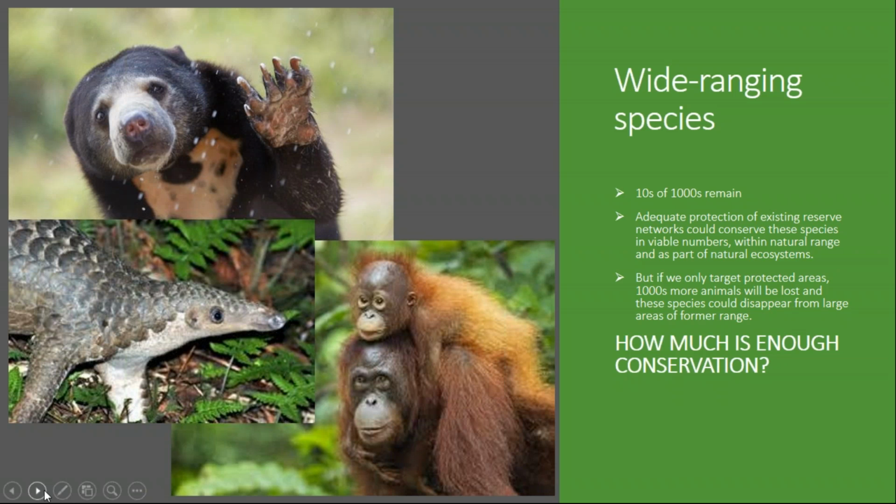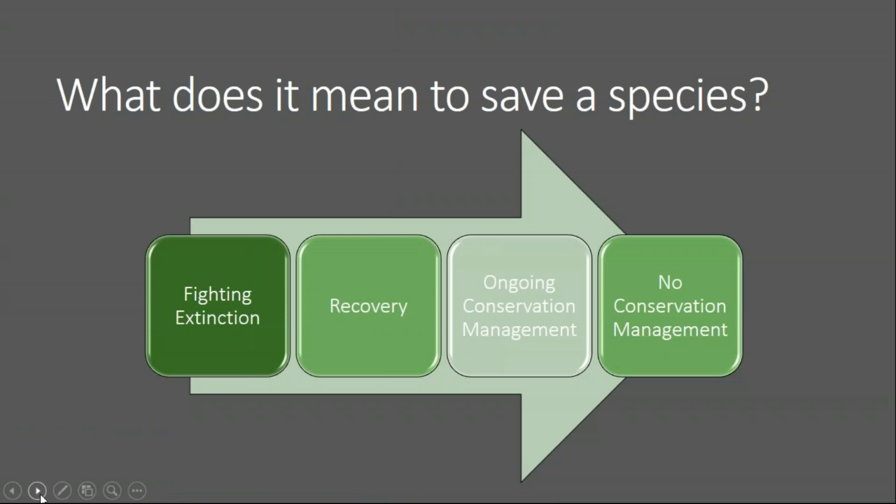What is the potential conservation landscape for a species? You know, how much could it recover? How much space is there for it now? What kinds of places do we think it should exist? So once we get beyond thinking about fighting extinction, we can start to think about what recovery would look like.